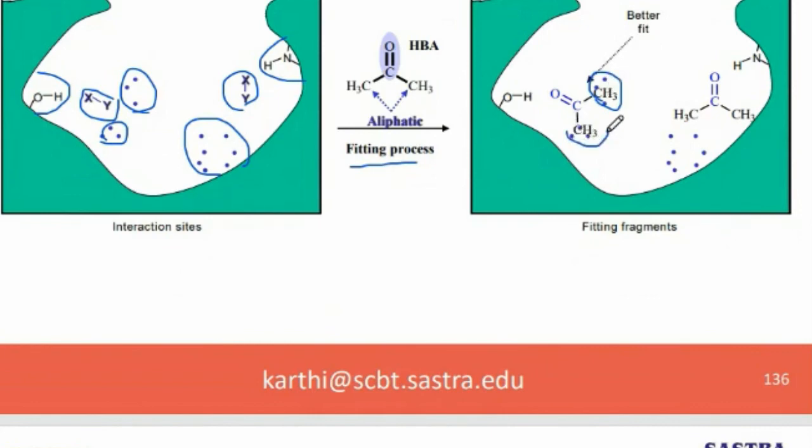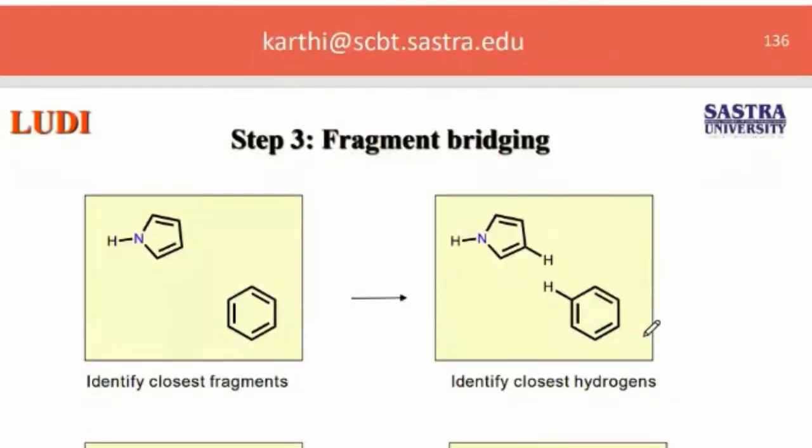Another CH3 group of the same fragment is complementing this dot, again a hydrophobic region, and it has a carbonyl group C=O which is complementing this OH. OH is acting as a hydrogen bond donor, and this carbonyl group can act as a hydrogen bond acceptor. Similarly, the same group is kept here, right? So the oxygen can act as a hydrogen bond acceptor here, right? So this is what is called fragment fitting.